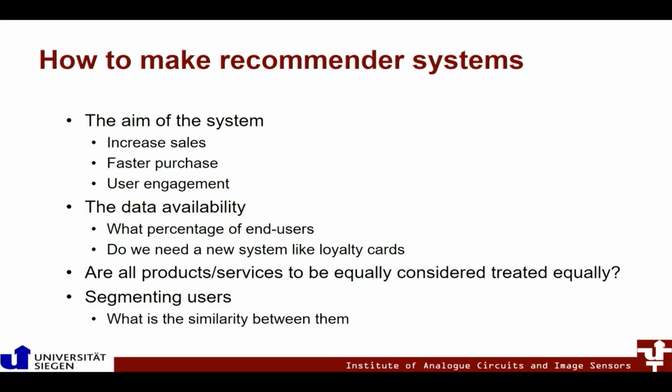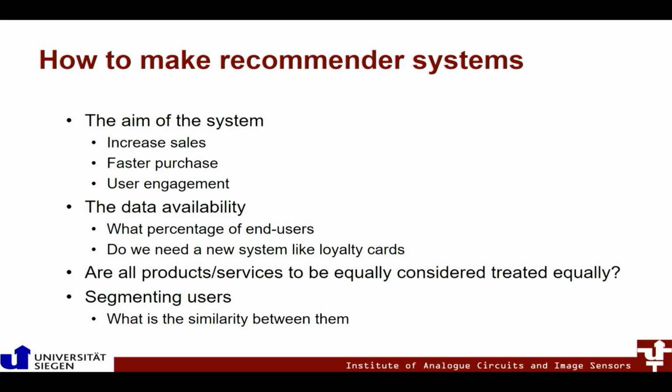The second question to ask is where the data is. What kind of data is it? What percentage of end users have already provided data? Or do we need to collect new data? Do we need to create some sort of a loyalty card scheme to collect new data? Or the kind of survey data which we have given you, where people are stopped in supermarkets and asked feedback-based questionnaires.